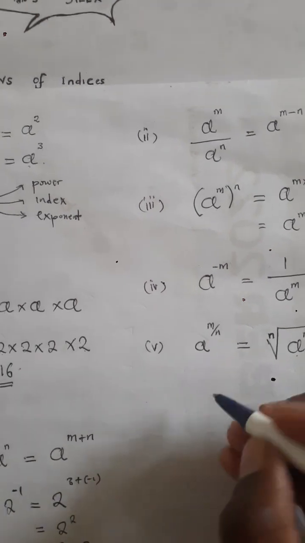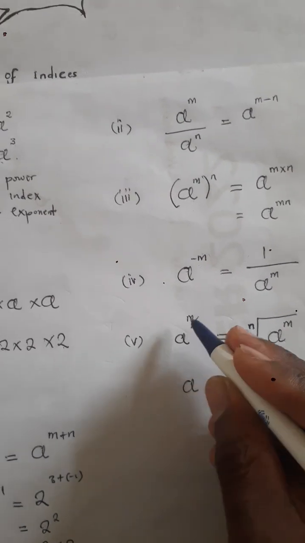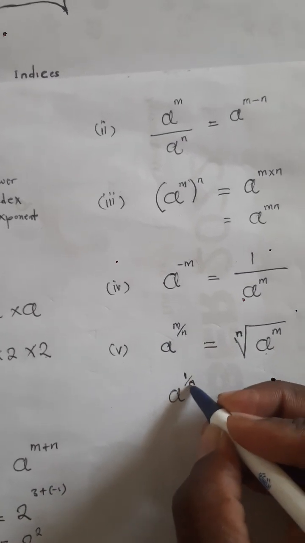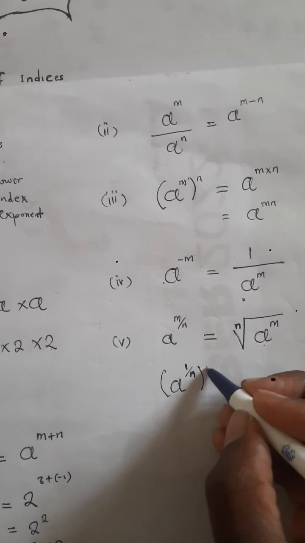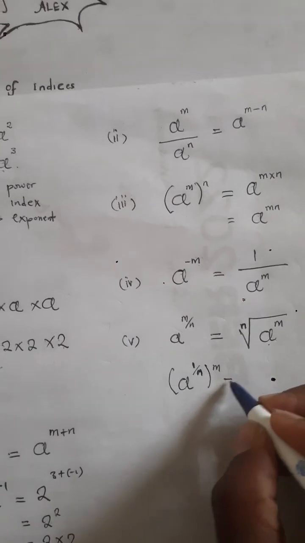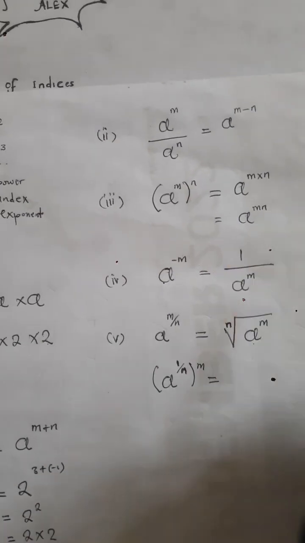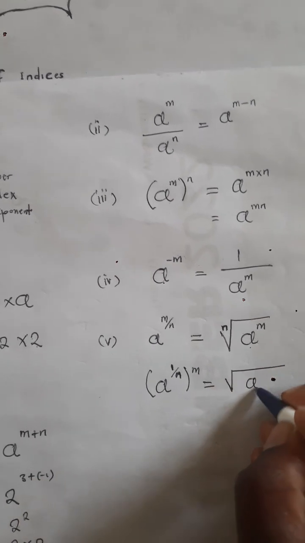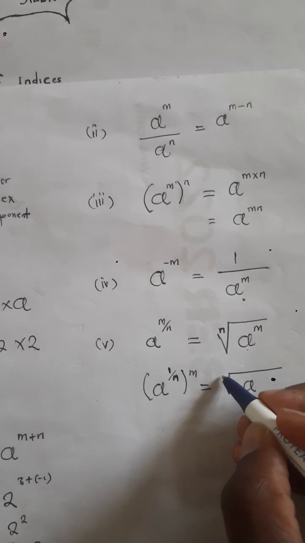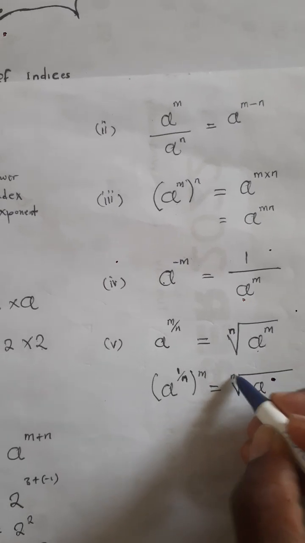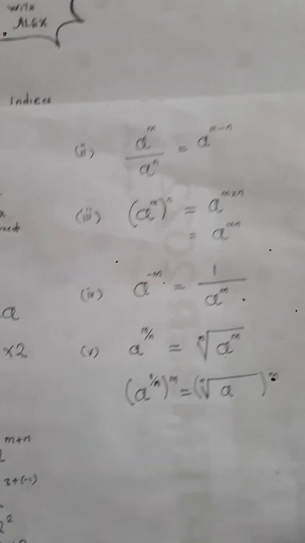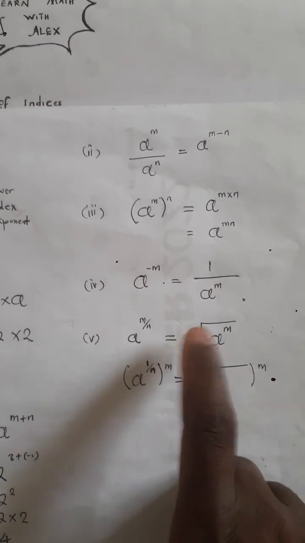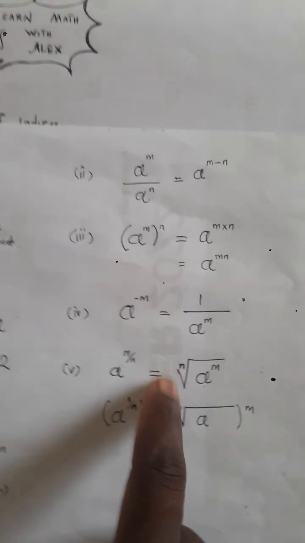Remember we said a to the power m over n can also be written as a to the power 1 over n, then raised to the power m. So this is the same as the nth root of a, then raised to the power m, like that. I hope it is clear, guys.